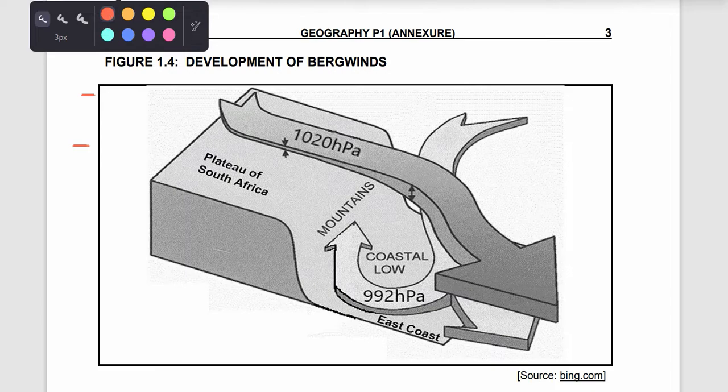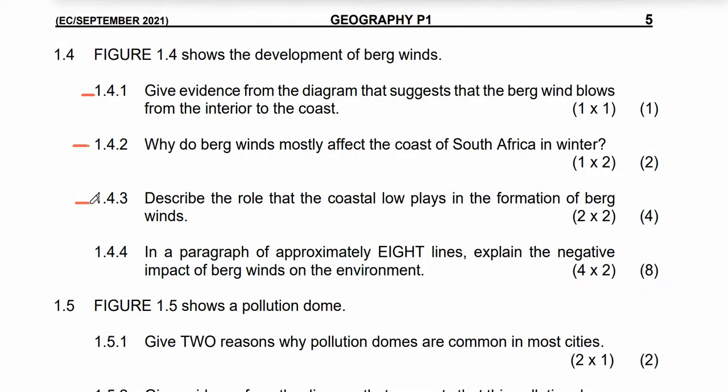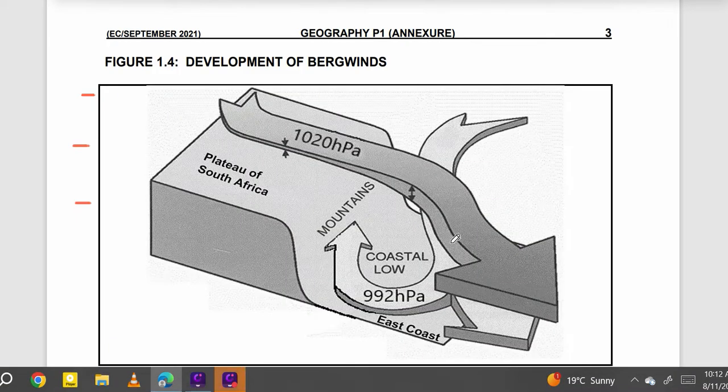The next following question is worth 2 marks, guys. You're going to get those 2 marks by just saying that, okay? So: describe the role that the coastal low plays in the formation of berg winds.